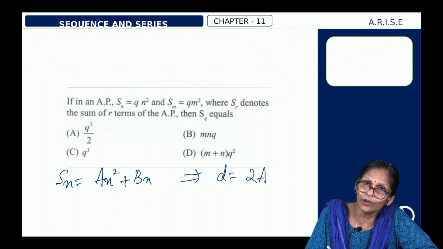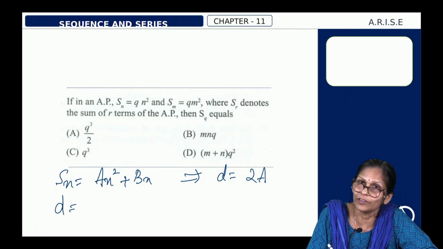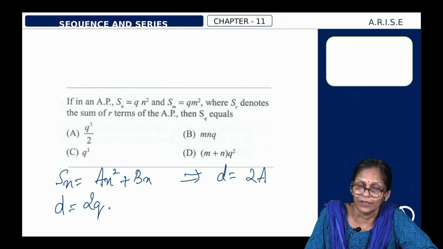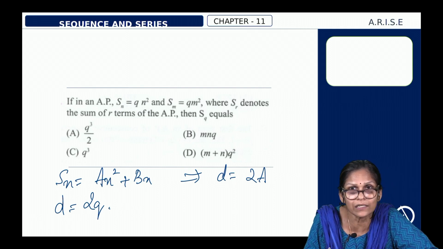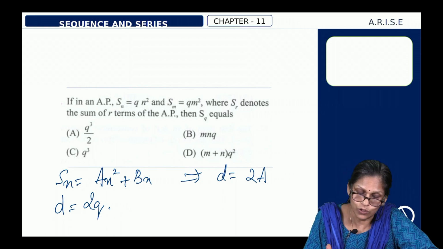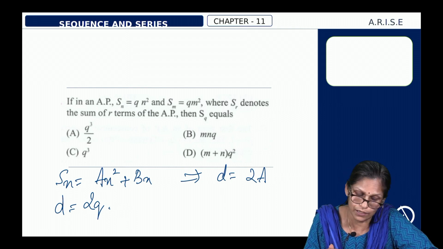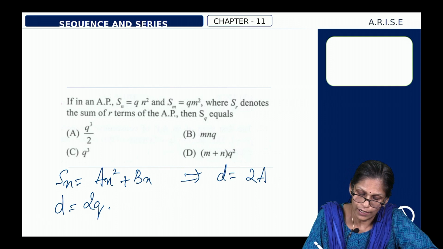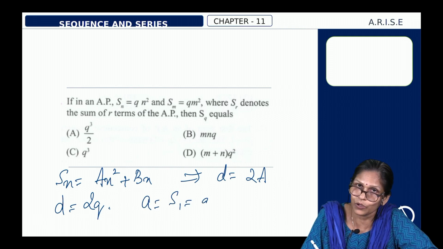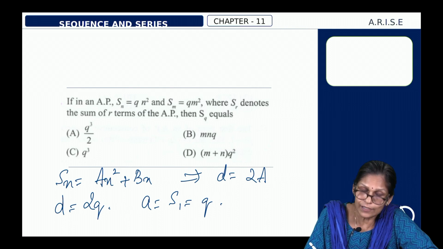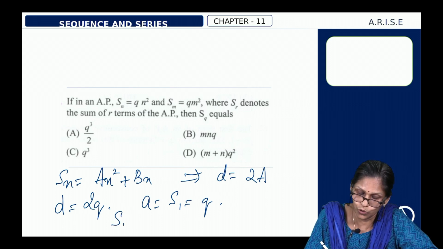So, if I view it in that way, what would be the common difference of this AP? Isn't it 2 times Q? And what is the first term? Isn't that the sum to one term? So how do I find the sum to one term? By calling n as 1. So the first term, which is the sum to one term, is just Q. So I know the first term, I know the common difference. What is the sum to Q terms?